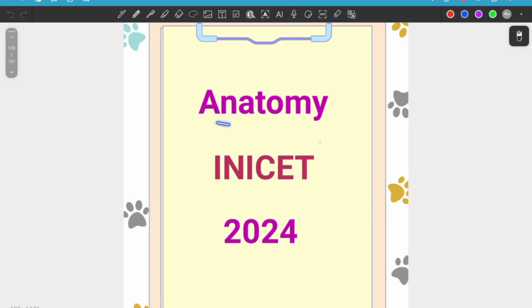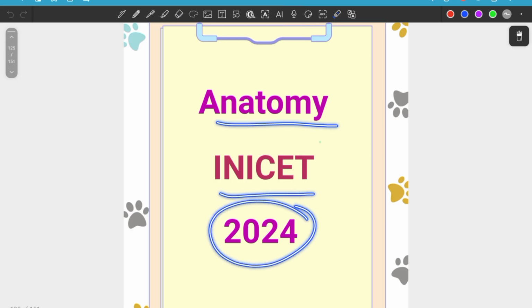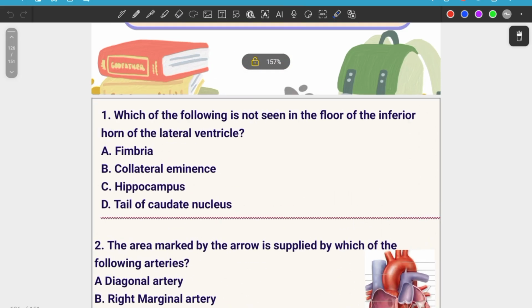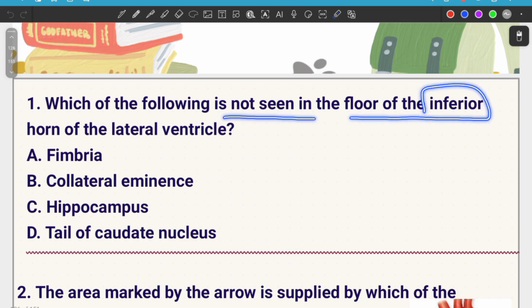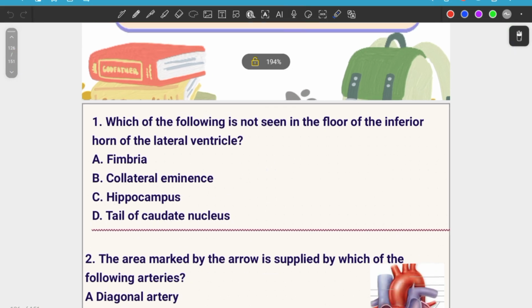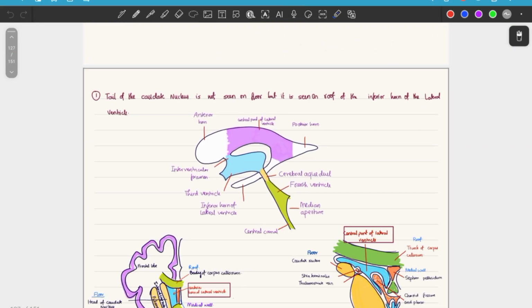Today let's start the Anatomy INICET 2024 paper. First question: which of the following is not seen on the floor of the inferior horn of the lateral ventricle? This is a somewhat difficult question, I would say, because you should have some visual memory. So let me show you the pictures, okay?